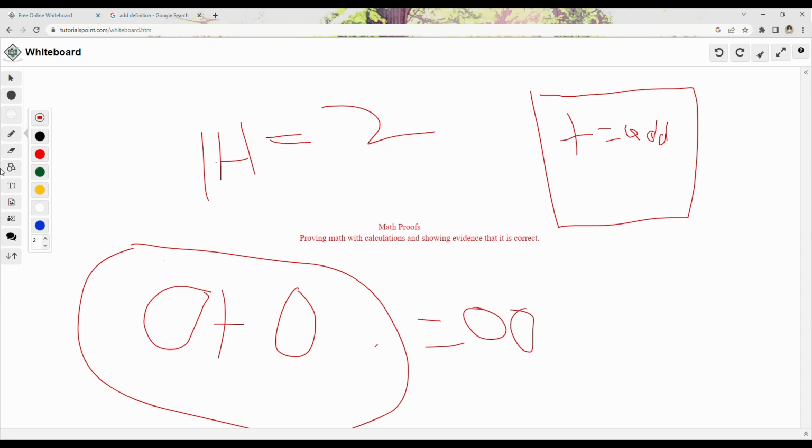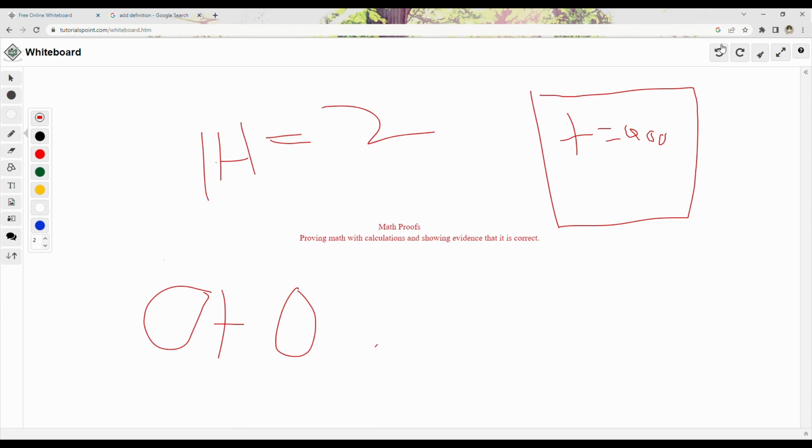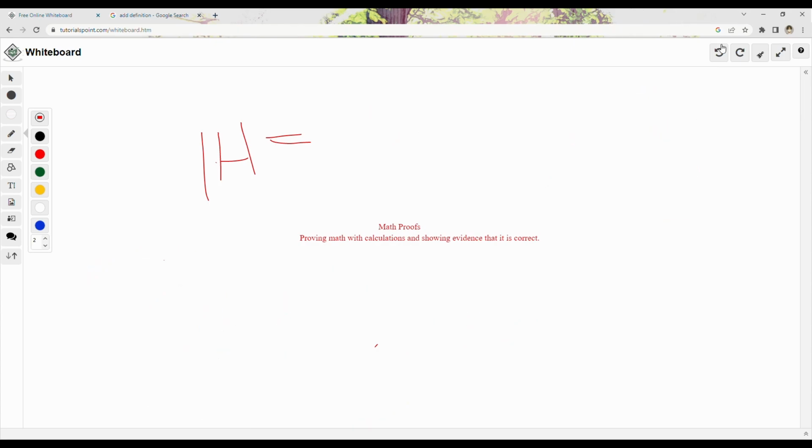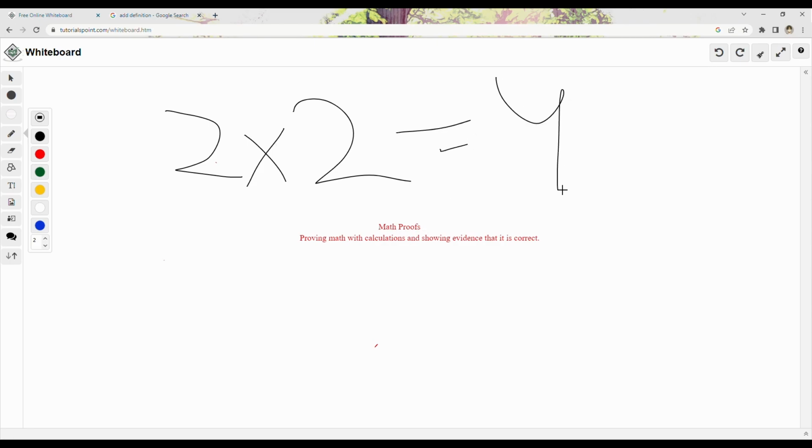We're gonna keep going with this one here. Alright. Because math proofs tend to be kind of complicated for some students here. So let me just take this out real quick. We're gonna try a different one here, okay? So we're gonna prove why 2 times 2 equals 4, okay? And we're gonna have a box here.